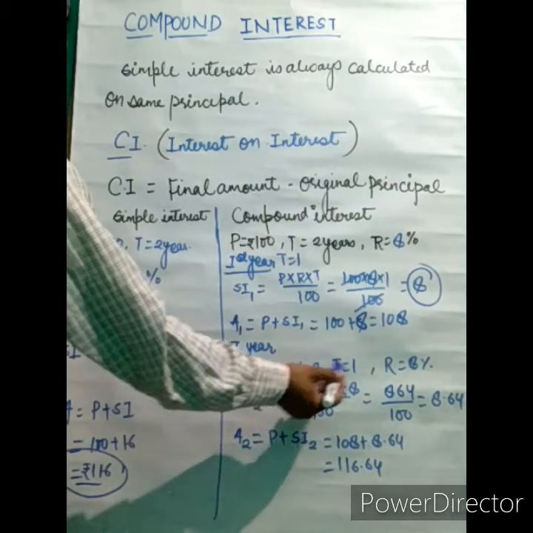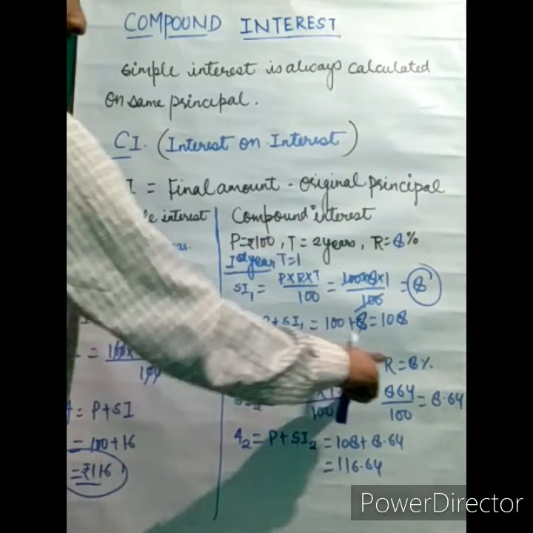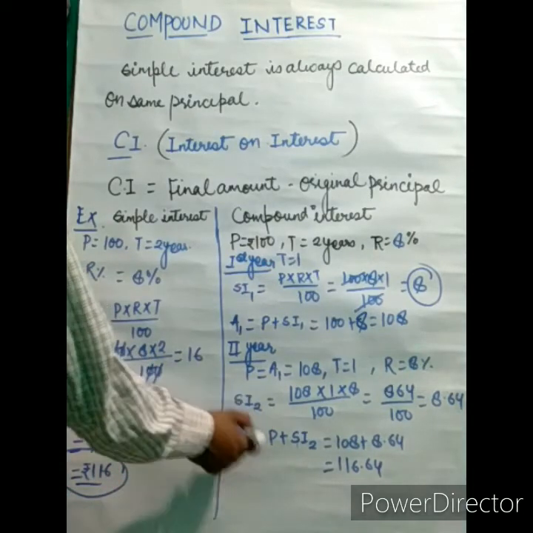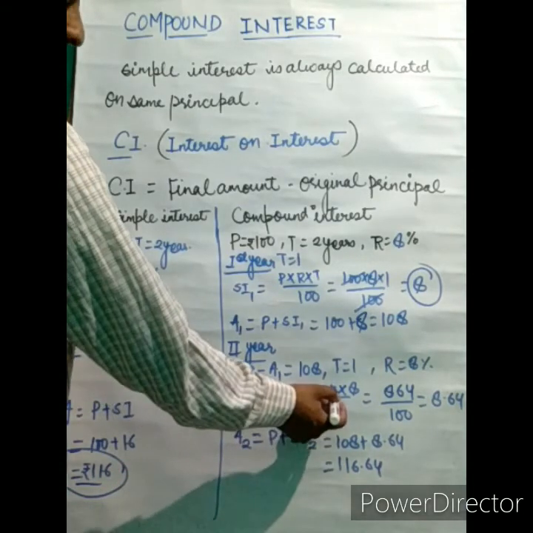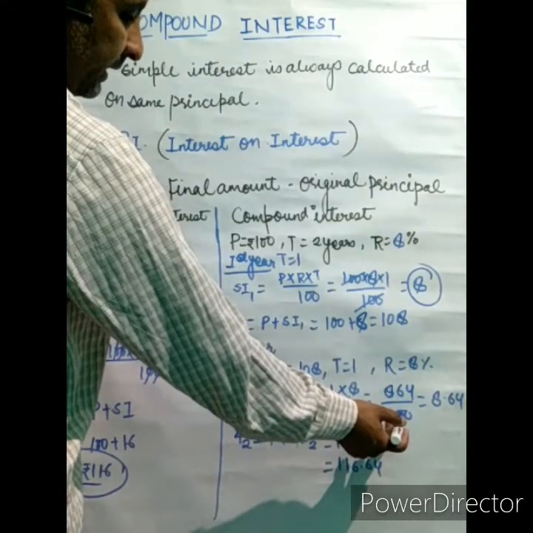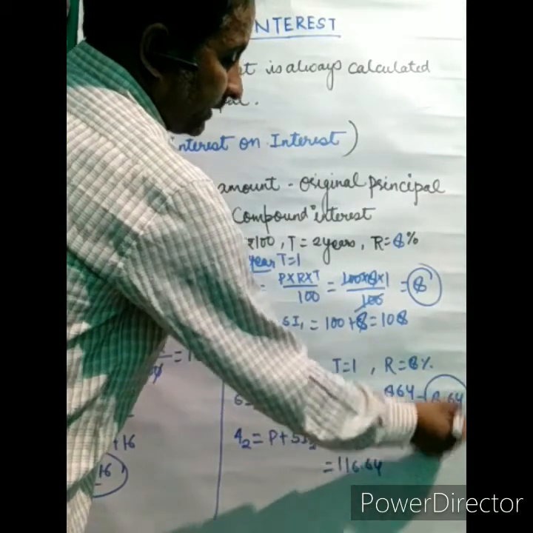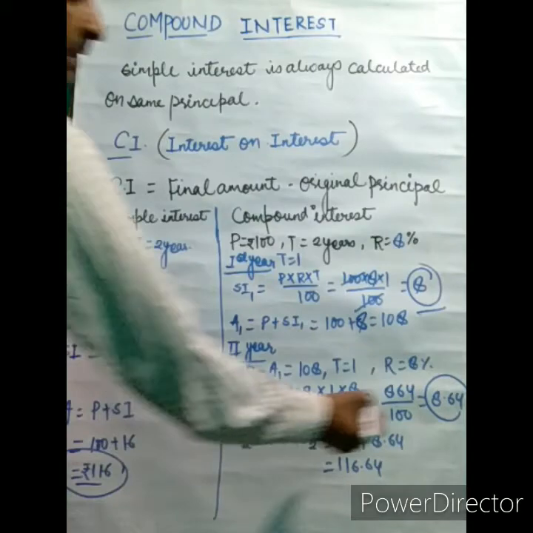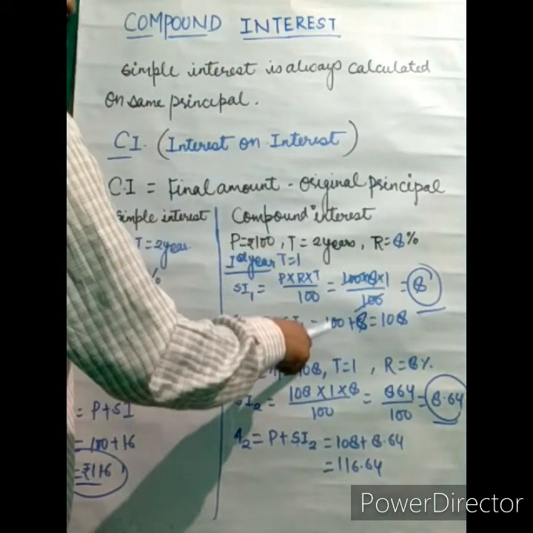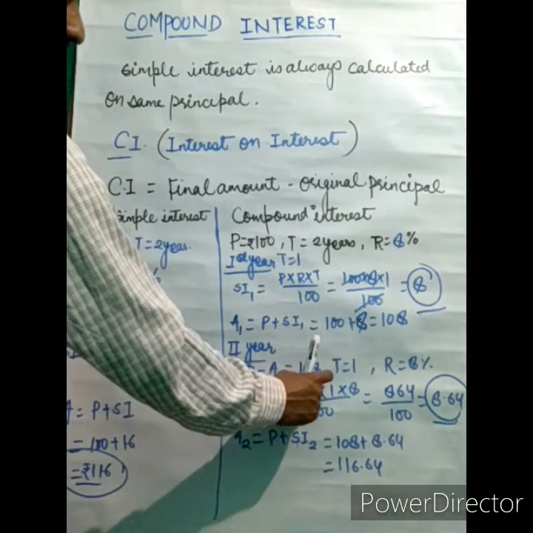100 plus 8 is 108. Time is 1 year, for the next second year we are finding, and rate is equal to 8%. So we will find SI2, the interest of the second year: 108 multiplied by 1 into 8 over 100. Here 864 divided by 100, you will get interest 8.64. You can see in the first year we got interest of 8 rupees. In the second year we got 8.64, because we are calculating interest on the increased principal, which is 108.